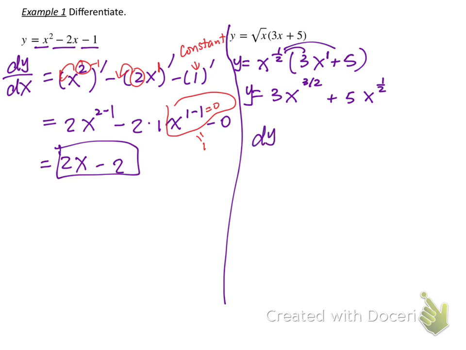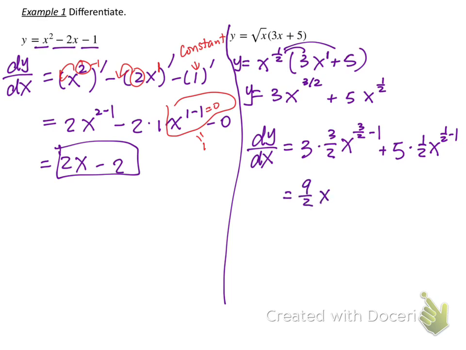Then my dy dx will just be, I carry the coefficient, I take the exponent to the front, and then I take 1 from the exponent. Then again, I copy the sign, I copy the coefficient, I pull the exponent to front, and then I subtract 1 from it. This gives me 9/2 x, 3/2 minus 1, which is 2/2, gives me 1/2, plus 5/2 x negative 1/2.